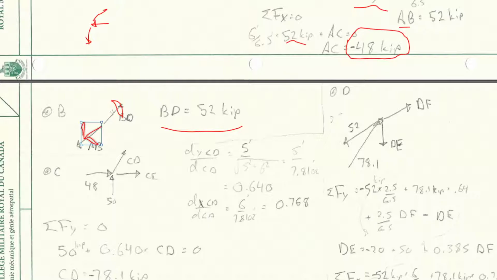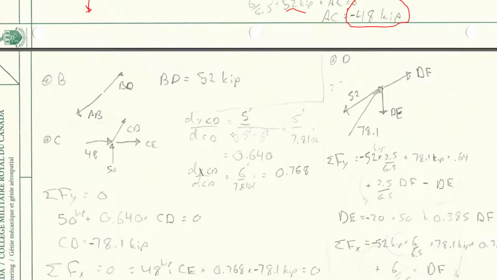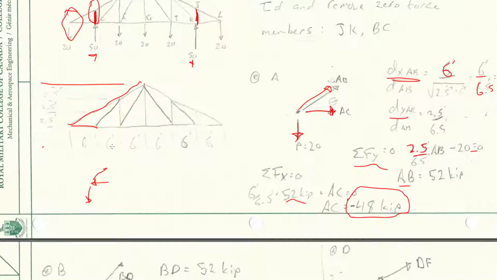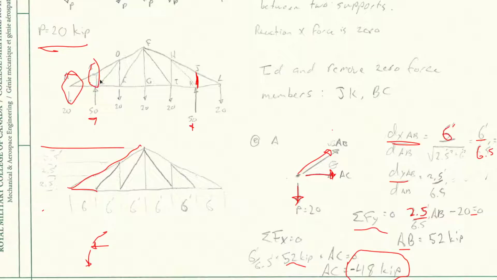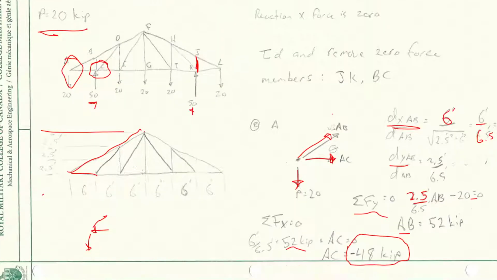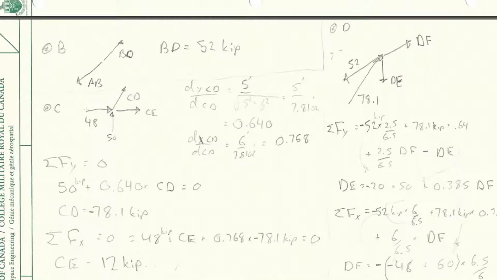They're both positive values because they're acting in opposite directions. So moving over to C next. So at C, this joint right here, we've got the 48 kips. So that's the FAC. And that's 48 kips that's pushing towards the joint instead of pulling because it is in compression.